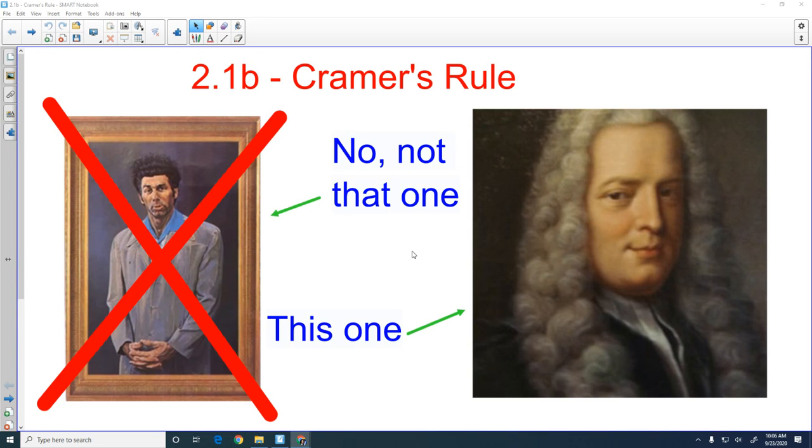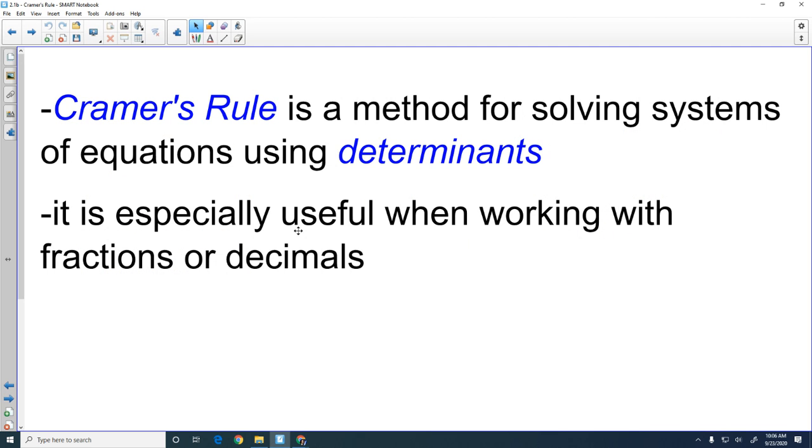But anyways, this is going to be a new way for you to solve a system of equations. So exciting. In order to solve for this system of equations, we're going to use something called a determinant, which again, I'll show you how to calculate. It's very simple.